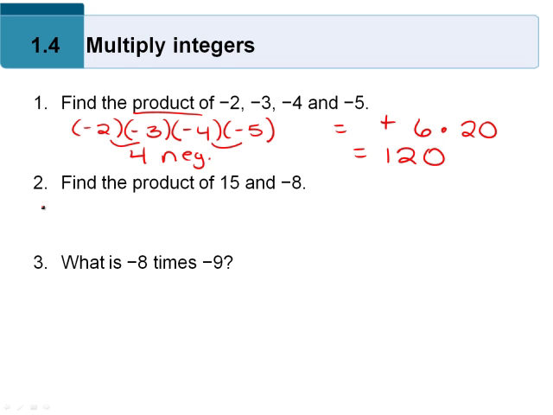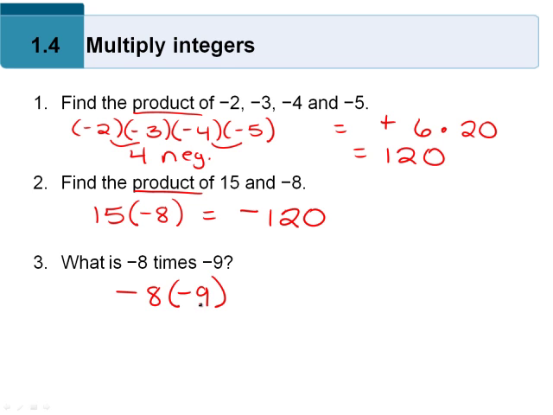All right, number 2, find the product of 15 and negative 8. So product is multiplication, 15 times negative 8. Now look at the signs. They're different, positive and a negative, which means we're going to get a negative answer. And what is 8 times 15? Carry a 4, negative 120. Popular number. All right, and number 3, what is negative 8 times negative 9? So we just multiply negative 8 times negative 9. The signs are the same, so the answer is positive 72.